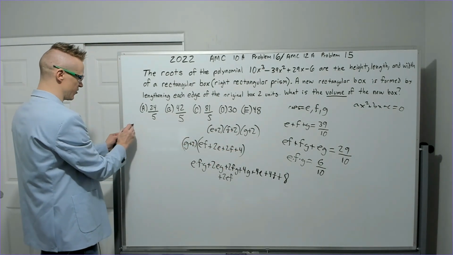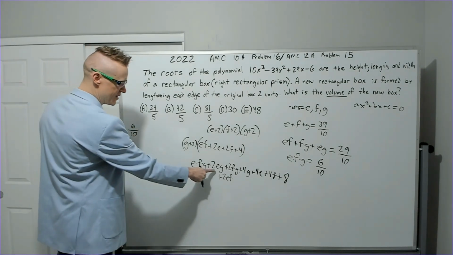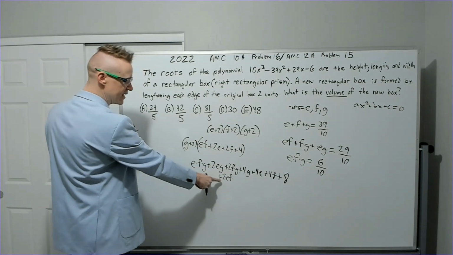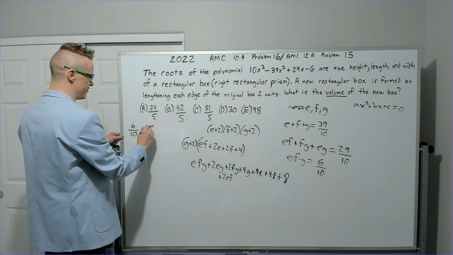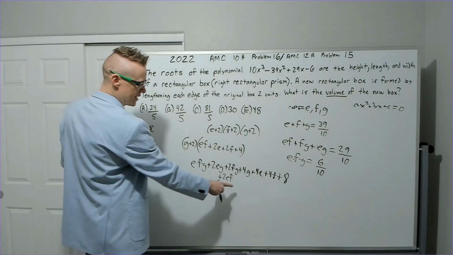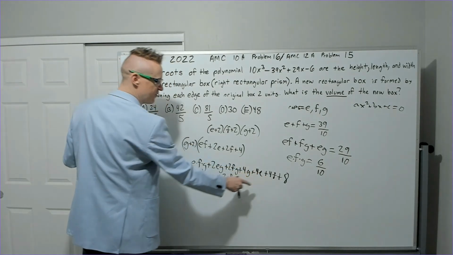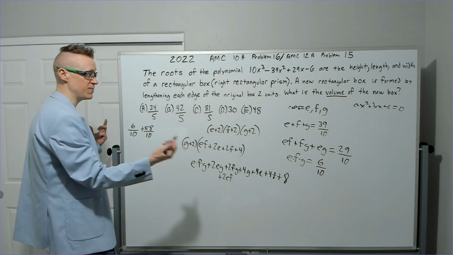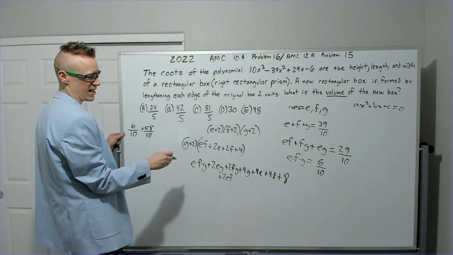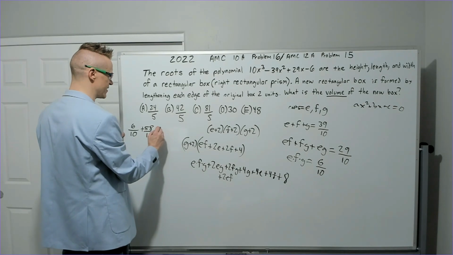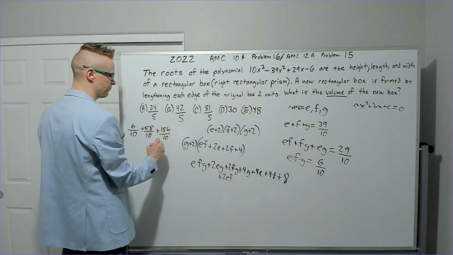EFG is 6 over 10. Then this 2 EG, FG, and EF is 2 times the pairwise product. So you're going to get 58 over 10. Then you're going to have 4G, 4E, and 4F. That's 4 times G plus E plus F. 4 times 39 is 78 times 2 is 156 over 10.